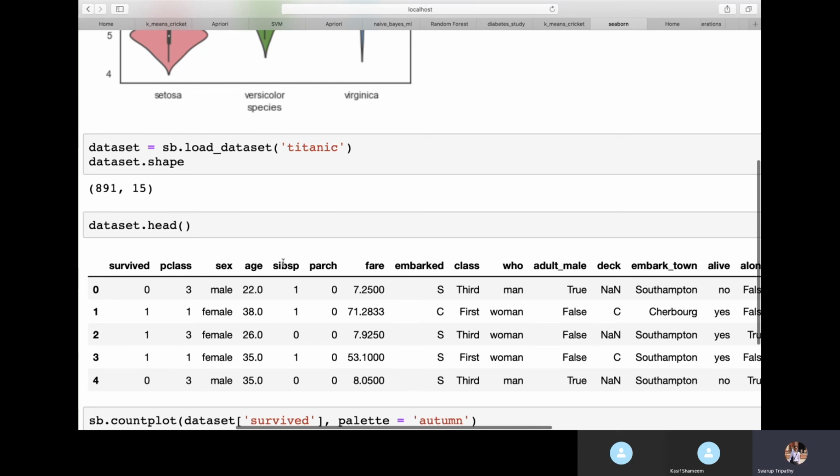Next is Parch. Parch is nothing but parent or children, like whether that person went with parents or children. 0 means didn't go with parents or children, 1 means went with parents or children. Next one is fare. Fare is in euros, so it tells you how much money they paid to board the Titanic. Some rich people will be paying high money, some people will be paying low money, so it will vary. Here it says how much fare they paid for the ticket.